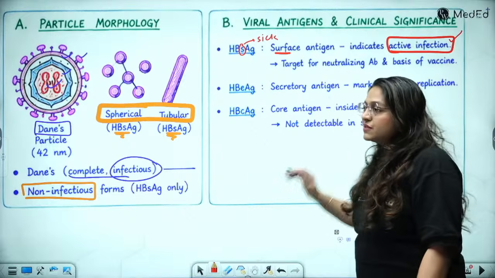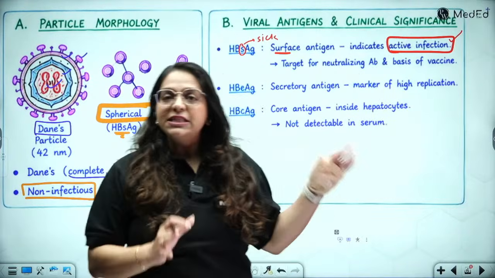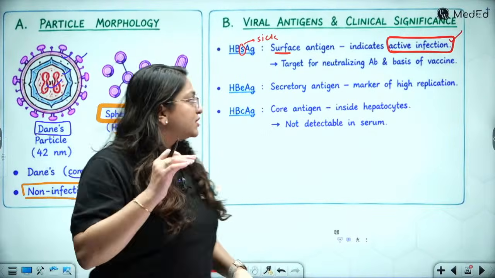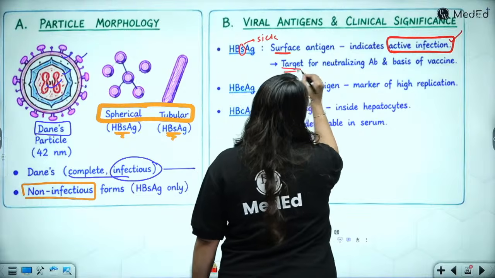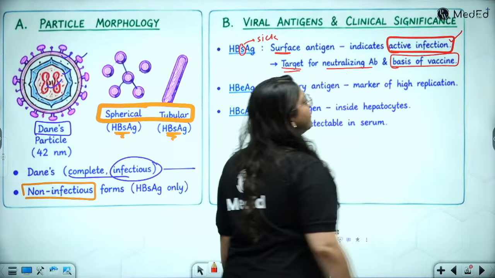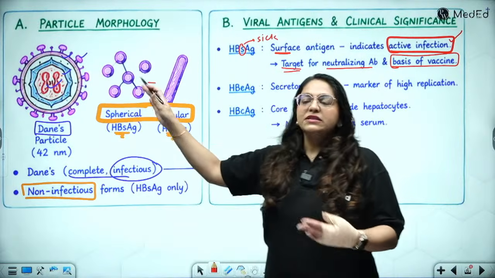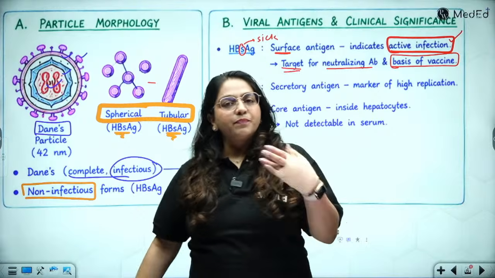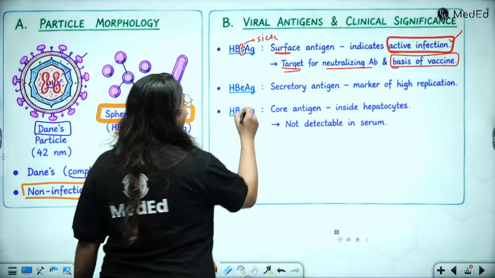And that is why my body will produce antibodies against this particular antigen. Because this is the main antigen involved in active infection. This is the target for the neutralizing antibodies. And therefore, it becomes the basis of vaccine. That is why instead of giving this whole dense particle, I was simply giving the isolated surface antigen particles in the form of vaccine.